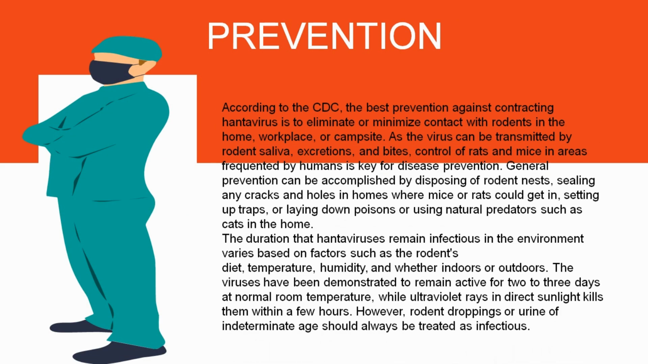Prevention. According to the CDC, the best prevention against contracting hantavirus is to eliminate or minimize contact with rodents in the home, workplace, or campsite, as the virus can be transmitted by rodent saliva, excretions, and bites. Control of rats and mice in areas frequented by humans is key for disease prevention. General prevention can be accomplished by disposing of rodent nests, sealing any cracks and holes in homes where mice or rats could get in, setting up traps, or laying down poisons, or using natural predators such as cats in the home.